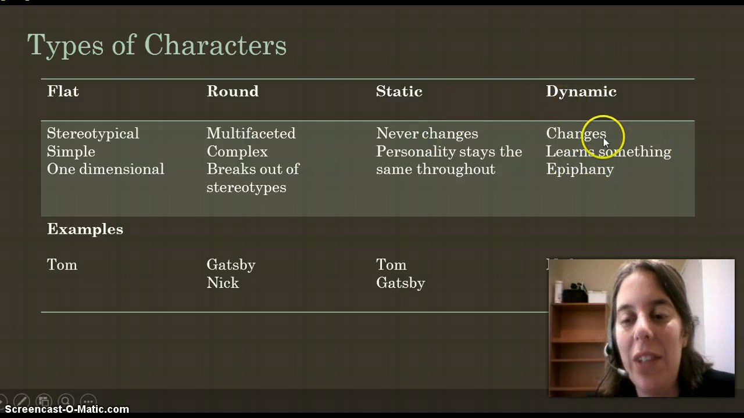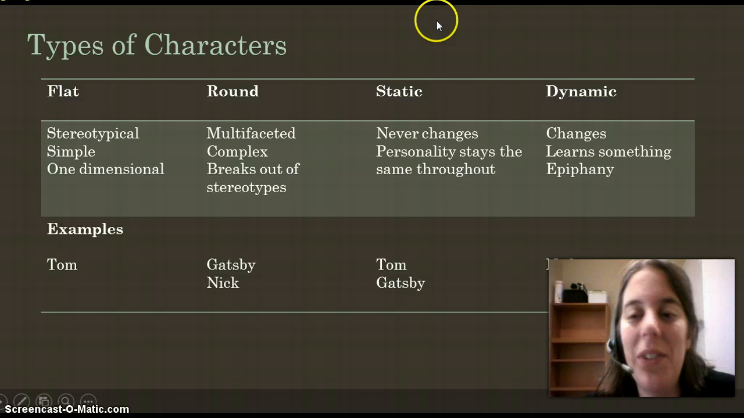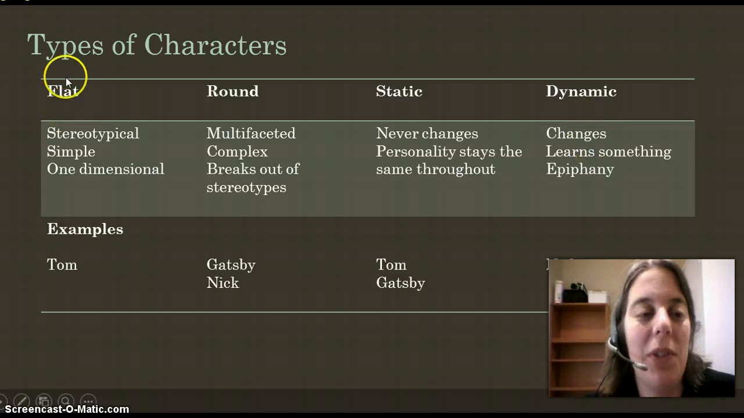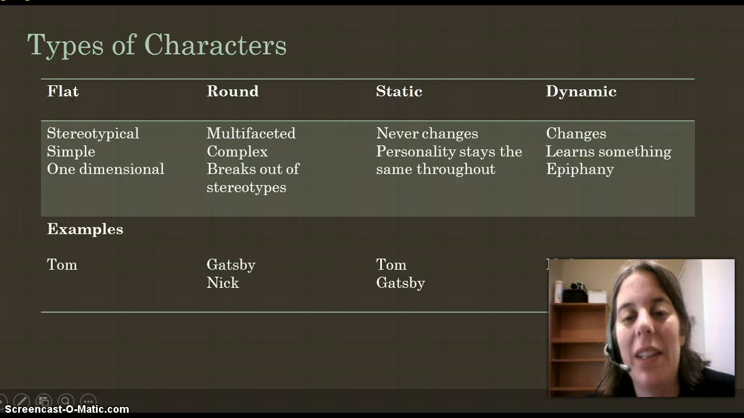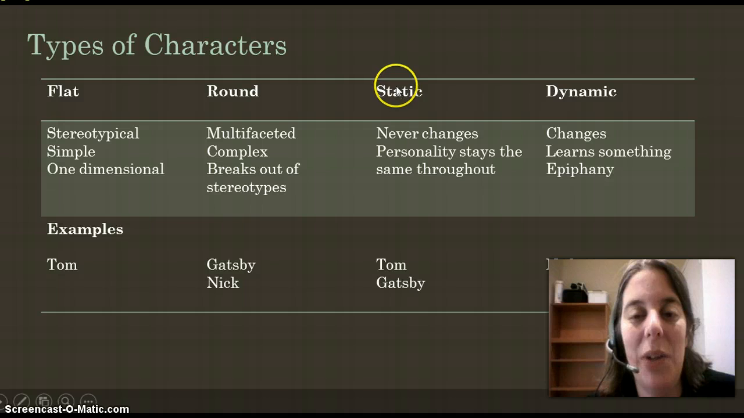Dynamic would be the character changes, learns something, has an epiphany or an aha moment. This one's Nick. So Nick is both round and dynamic. So just because you're flat doesn't automatically mean you're static, I guess is the take-home message here.